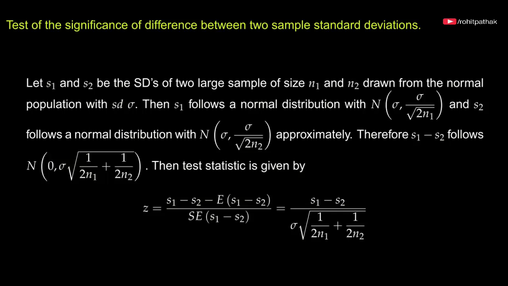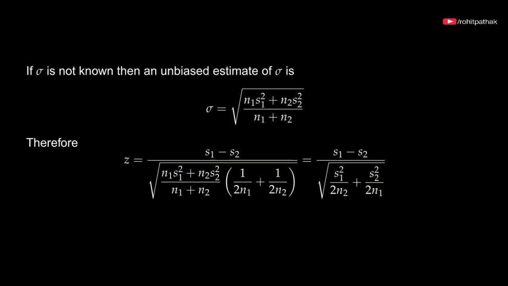Therefore, the test statistic will become, because expectation of S1 minus S2 is 0, that means mean is 0. So this is the test statistic for testing difference between two standard deviations. In case sigma is not given, that means population standard deviation is not given, then we can find an unbiased estimate of sigma using this formula. And if we substitute this formula in the formula of Z, we find that the simplified formula for the test statistic in case sigma is unknown is this.